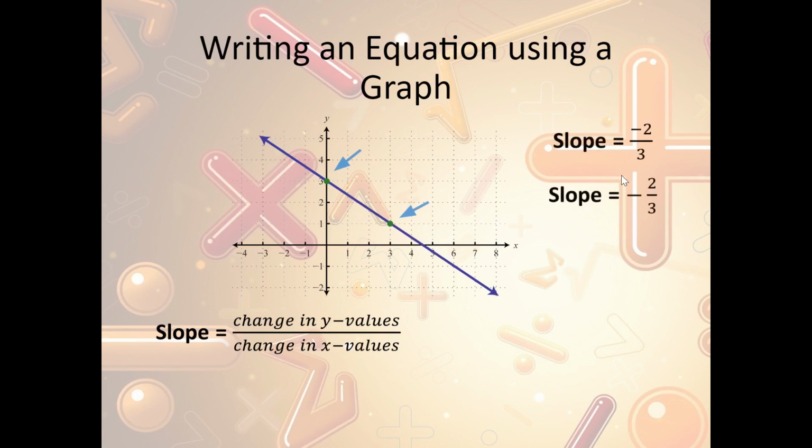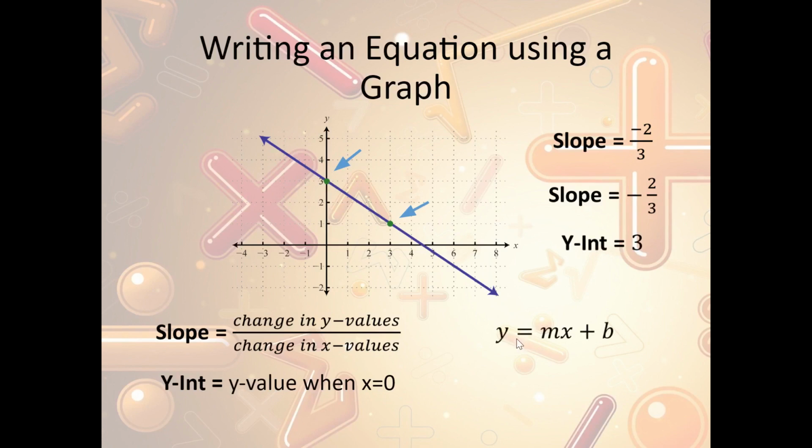So that's my slope. Well, the y-intercept is the y value when x equals 0, which in this case is right here. So my y-intercept is 3. So now I know my slope and I know my y-intercept.